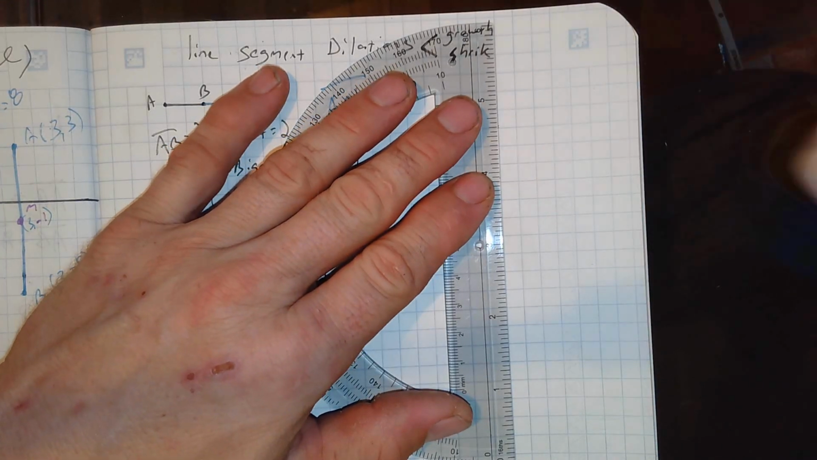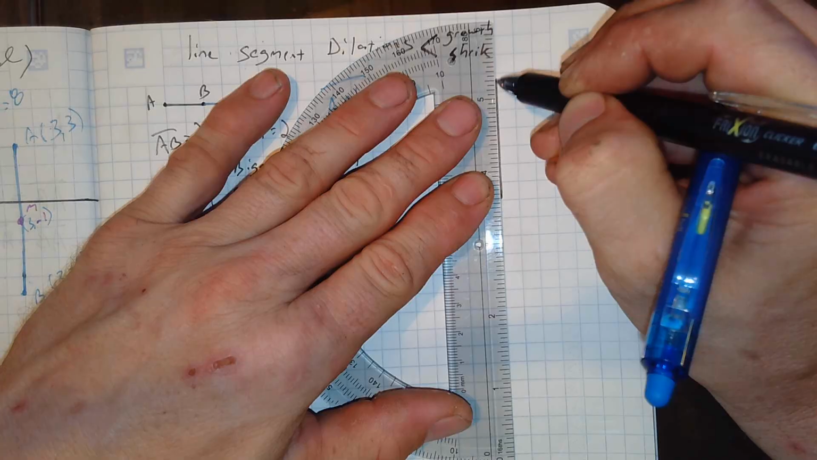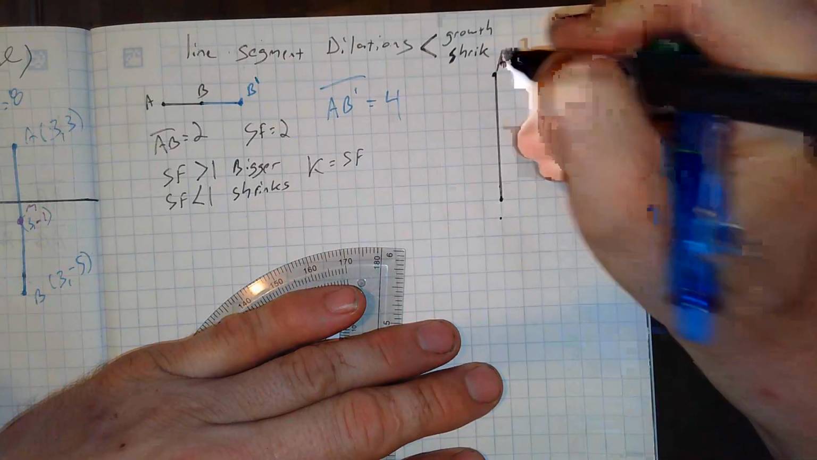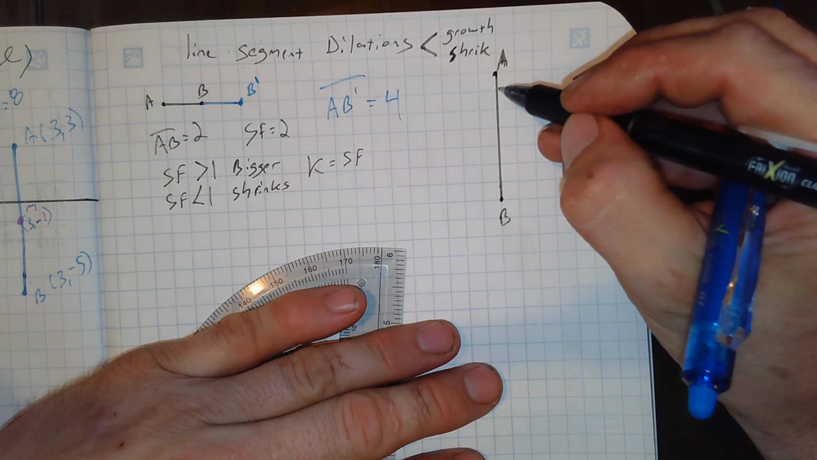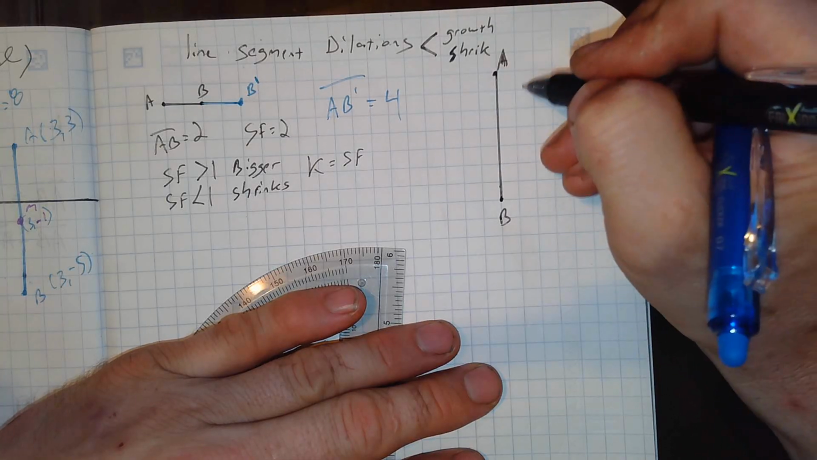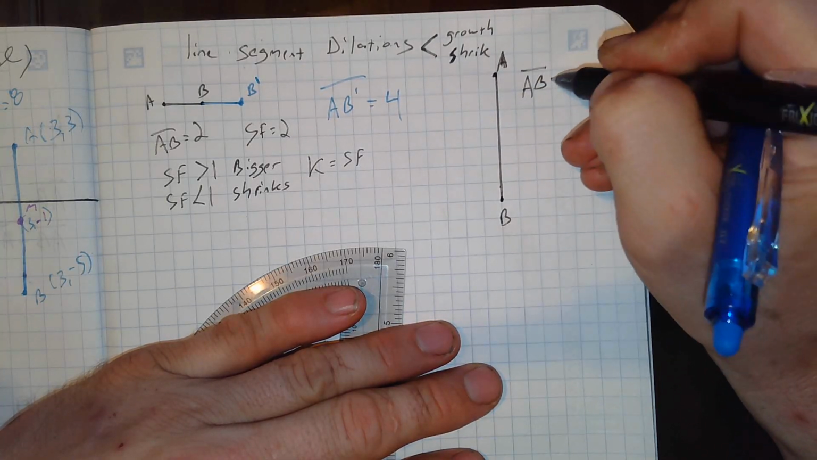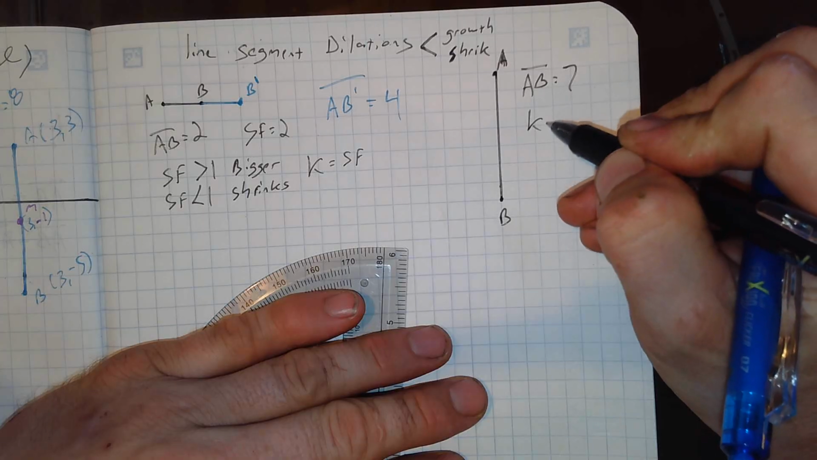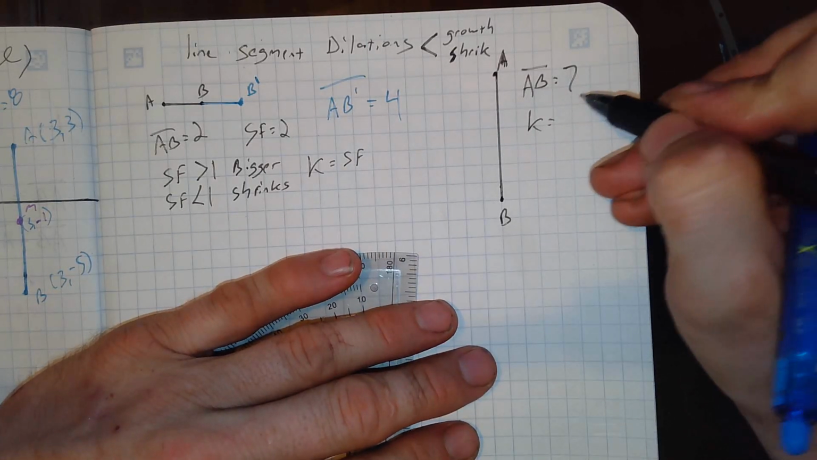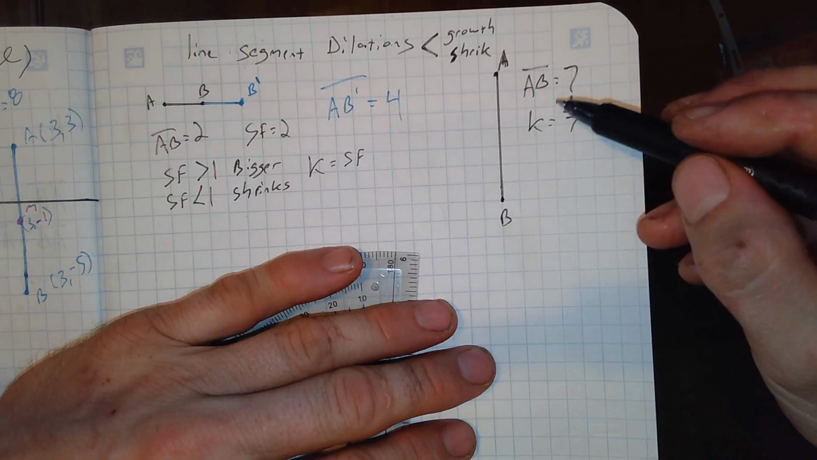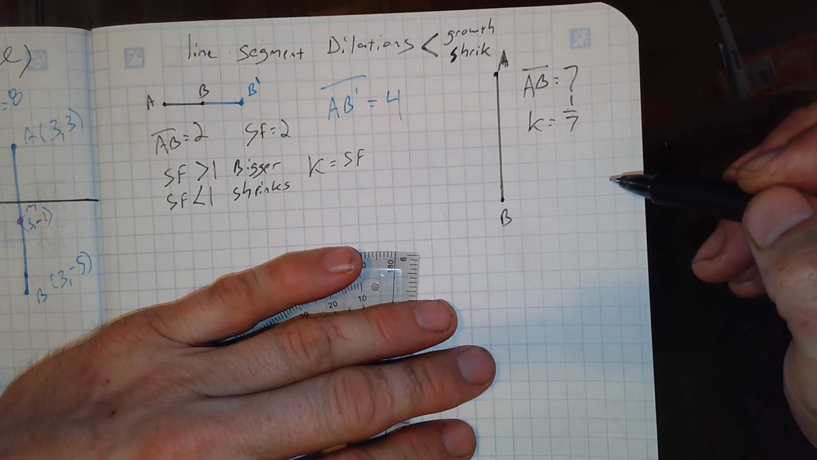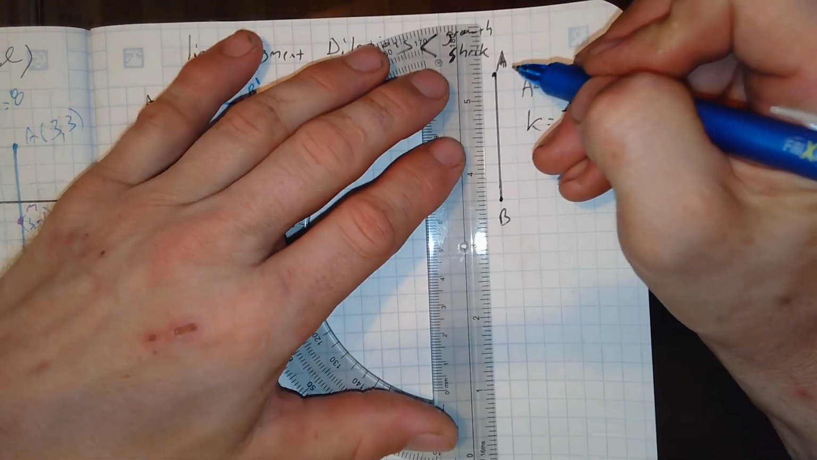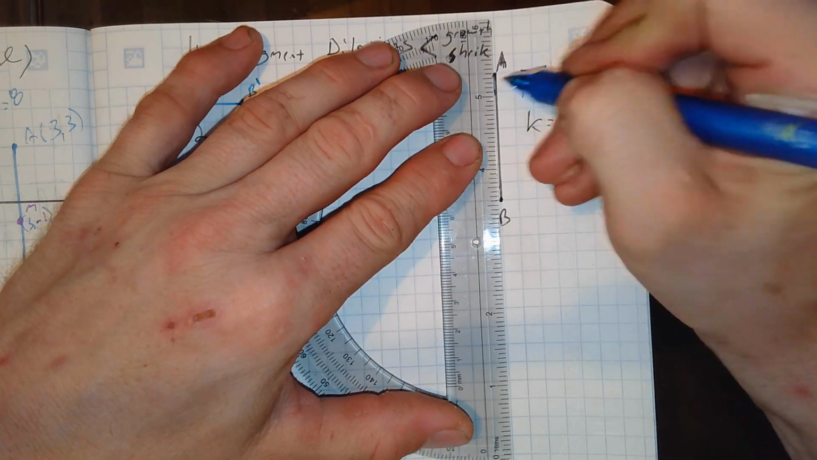Now I can do that vertically too. Let's say I have something like this, right? And this is AB. And AB has a length of 1, 2, 3, 4, 5, 6, 7. Okay, and let's say I apply a scale factor, also known as K, of, how about 1/7? So it's going to shrink to 1/7 of its original size, right? So I take 7 times 1/7, and I'm going to get 1, right? So then now the new unit is 1.